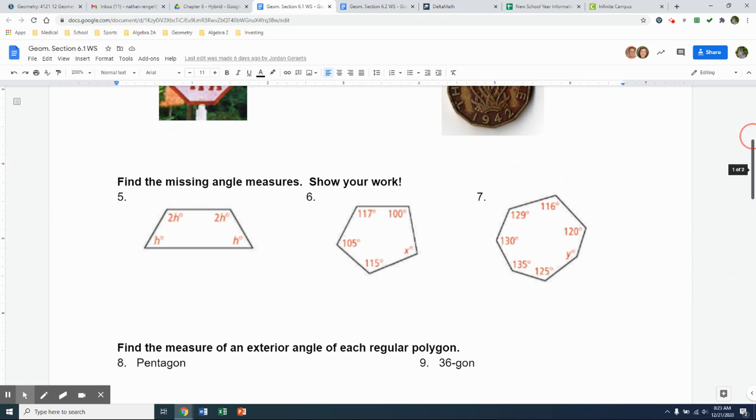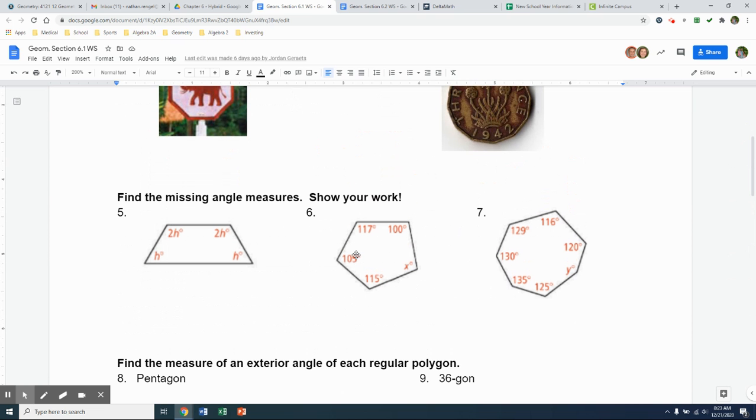Anything? All right. Well, one that we can do that relates two of the big topics from section 6.1, and it doesn't take us very long. We'll do number 6, which practices the main ideas from section 6.1. The big thing from section 6.1 is looking for interior angles.